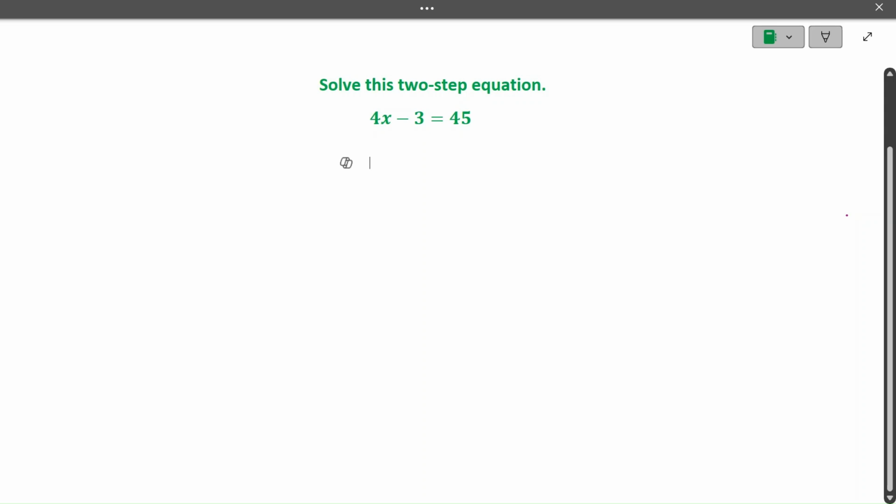It's your friendly math tutor, Miss C here, and today we are solving two-step equations. They're called two-step equations because they take exactly 2 steps to solve.